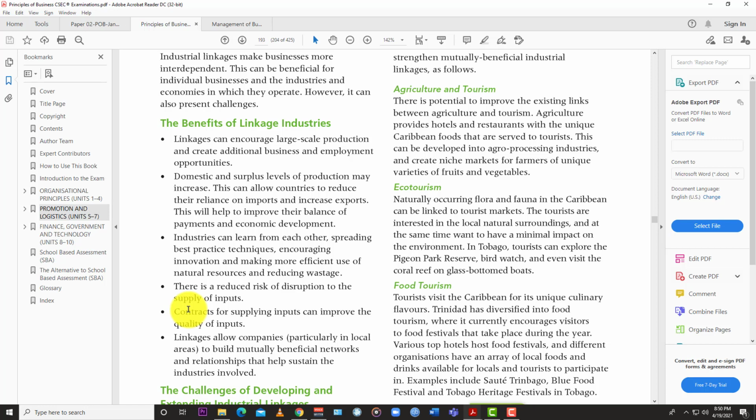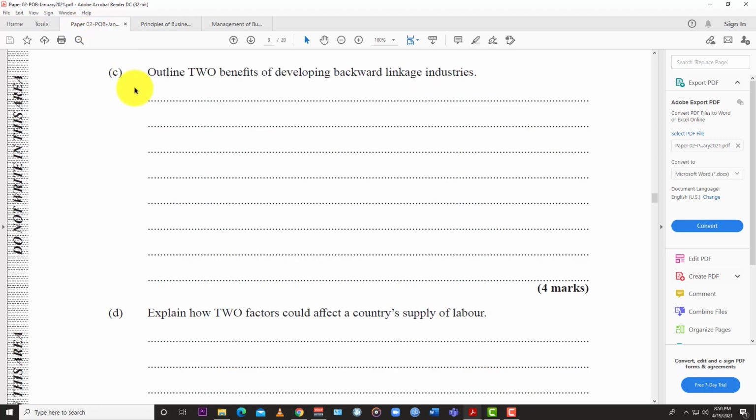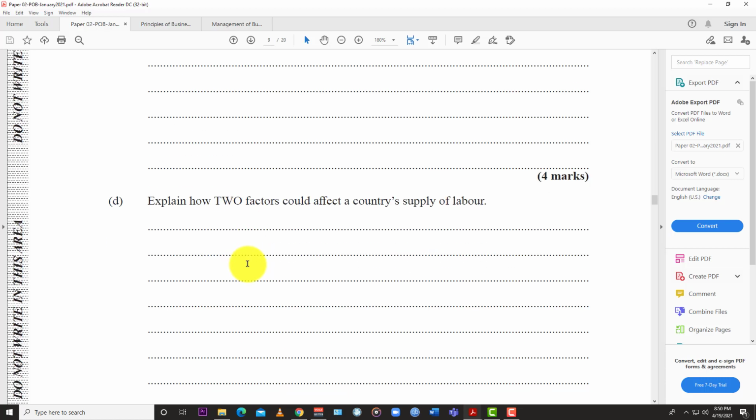And you can see the examples out there. And of course, I've done a video on production already. I've also done a video on all of these things, linkages. And so you can check that lecture video so you can get a deeper understanding of what we are talking about. Alright, so that's it for that one. 4 easy marks. Just outline the 2 and you're good to go.